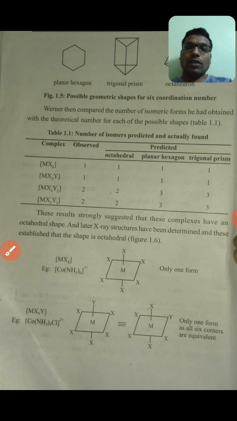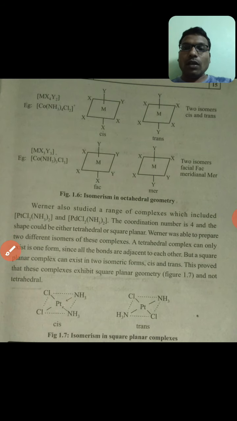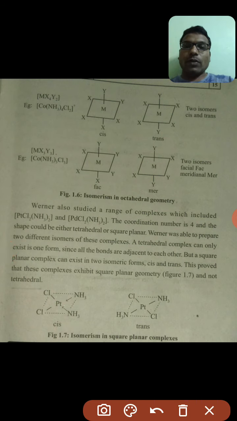So next we'll go to another slide. Suppose it is like this, MX4Y2, where two of the X ligands are replaced with Y ligands. So here the Y are present like this, in 1, 2 positions. This comes under cis. If they are on the opposite side, generally this comes under trans. So for this type we can see two types of isomers, one is cis and the other is trans.